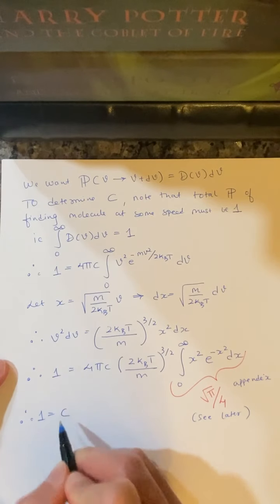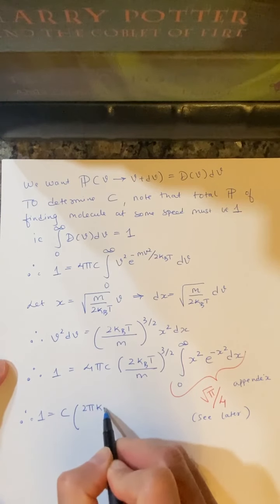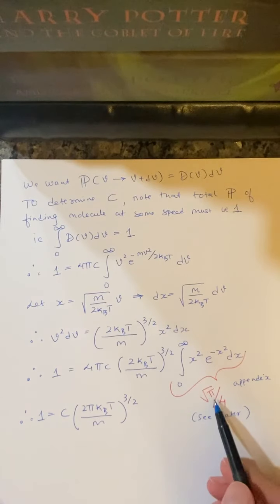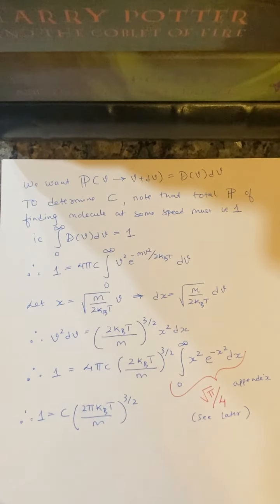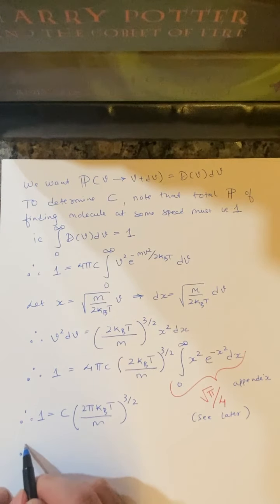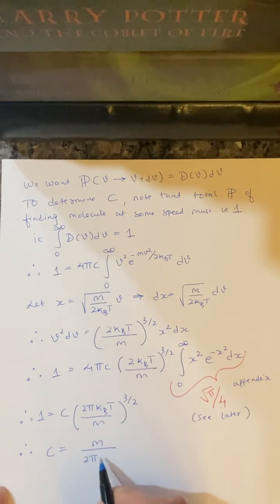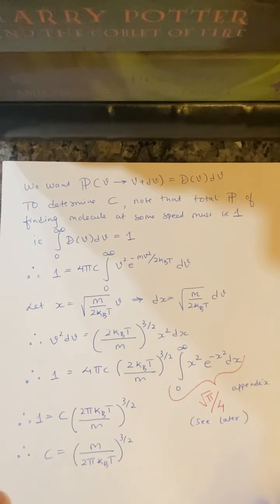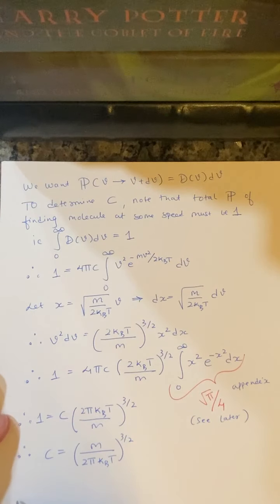Therefore, 1 is equal to C, solve this full thing, (2 pi kBT over m) raised to 3 halves. This root pi over 4 that went inside becomes 1 plus 1 half, 3 over 2, and everything else is just putting all the numbers together. A couple of steps of algebra. C is going to be equal to, invert this equation, (m over 2 pi kBT) raised to 3 halves. Pretty much we have the value of C now. All we have to do now is put this value of C into the previous dV equation.